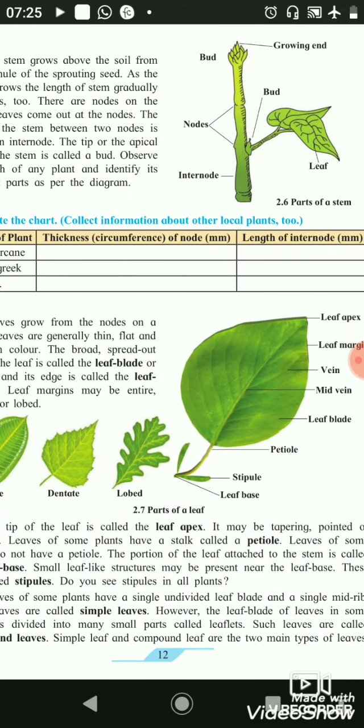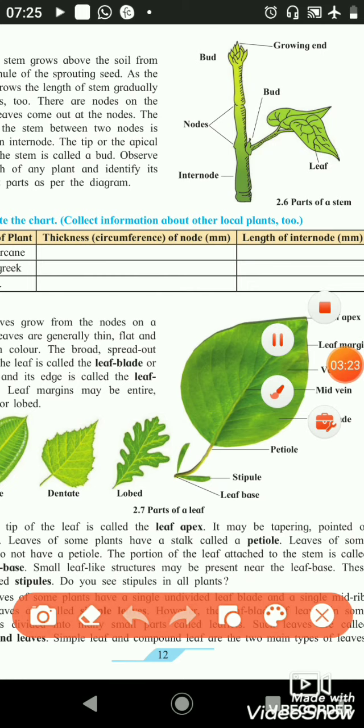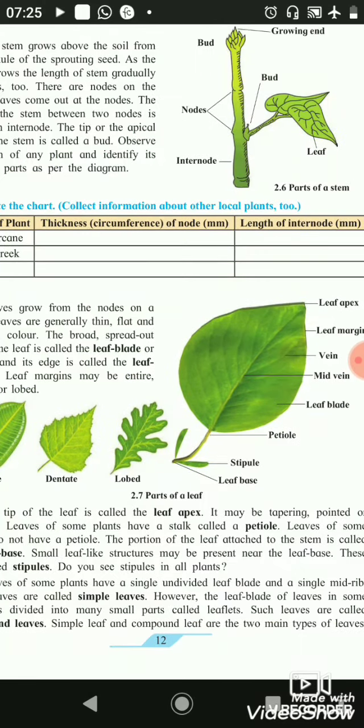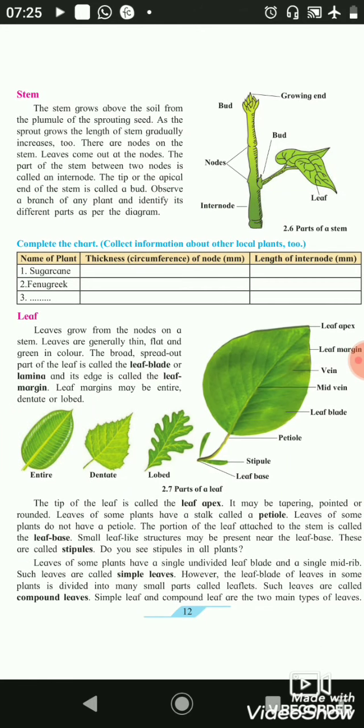Leaves of some plants have a stalk called a petiole. Most of the students get confused between the stalk and the petiole. Both are the same thing. This part of a leaf is called the stalk or petiole. Leaves of some plants do not have a petiole. The portion of the leaf attached to the stem is called the leaf base. Small leaf-like structures may be present near the leaf base. These are called stipules. Okay, beta.